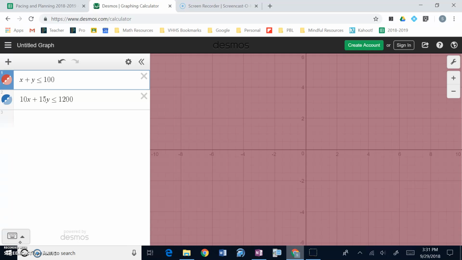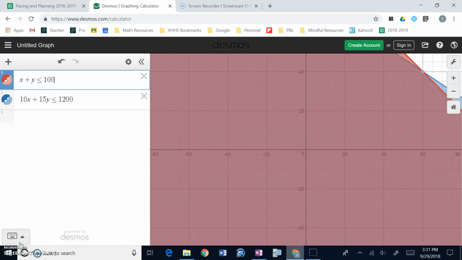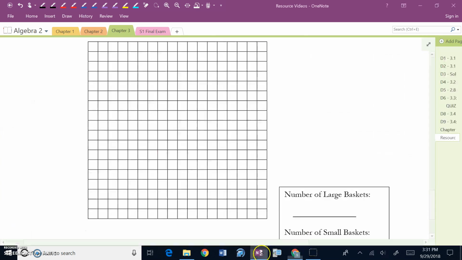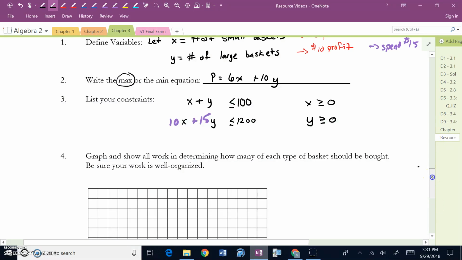Well, this is not showing what I need us to see. So we can zoom out. I just keep zooming out and I start to see the picture I need. Here's my overlap. I didn't put the constraints x is greater than or equal to 0, y is greater than or equal to 0. Because remember, those constraints just represent quadrant 1.